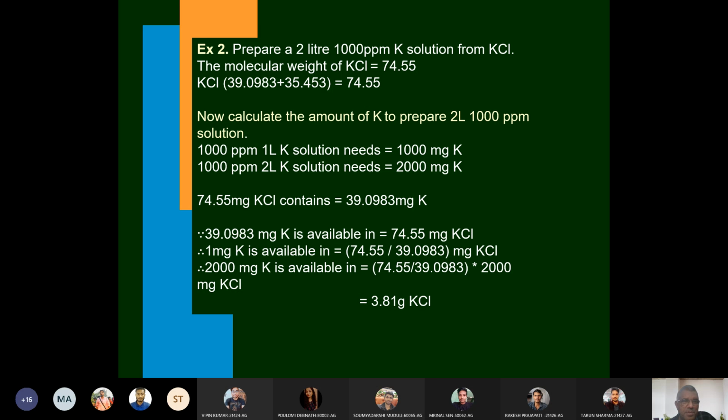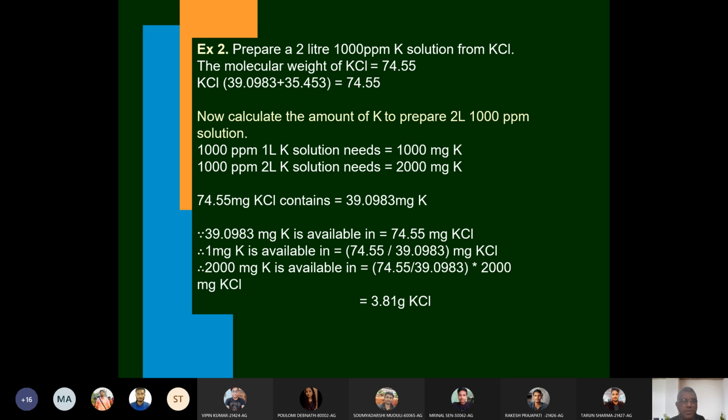Prepare a 2 liter 1000 ppm K solution from KCl. Molecular weight, suppose in this case I have taken 74.55. So now calculate the amount of potassium to prepare 2 liter 1000 ppm. First we need to calculate the quantity of potassium, in terms of K, that is required to prepare 2 liter 1000 ppm. So 1000 ppm 1 liter K solution needs 1000 milligram, because it is 1000 ppm. If it is 2 liter, then it will be doubled. So 2000 milligram of potassium is required.